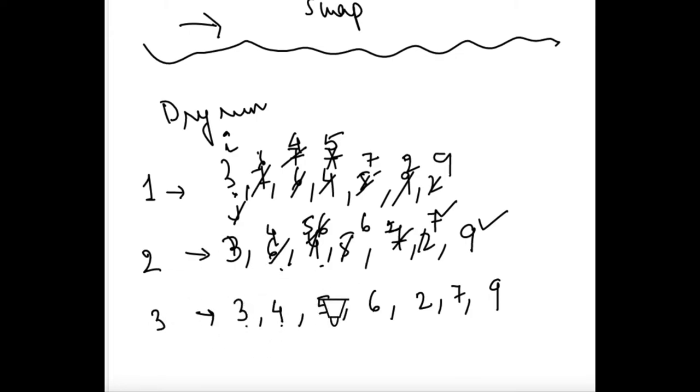So 3 and 4 is fine. 4 and 5 is fine. 5 and 6 is fine. 6 and 2. So 2 will be over here and 6 will be over here. Now as we can see, the third largest element got pushed at the last. 6 is here, 7 and then 9. So this is the end of the pass number 3.